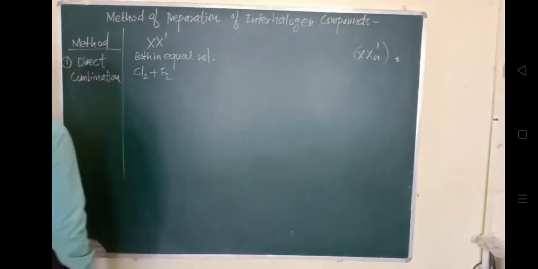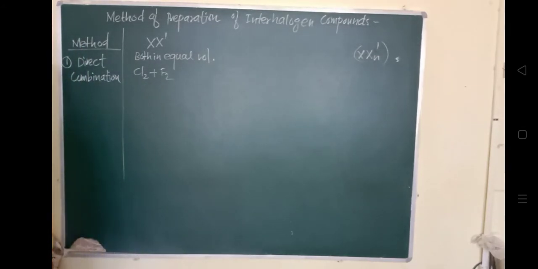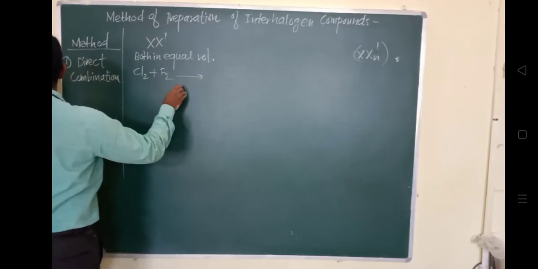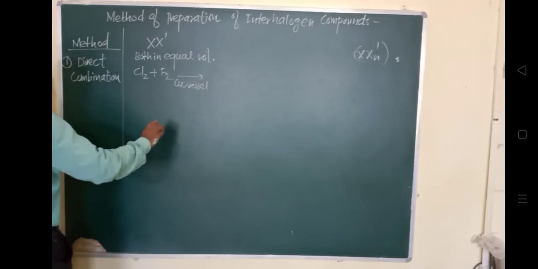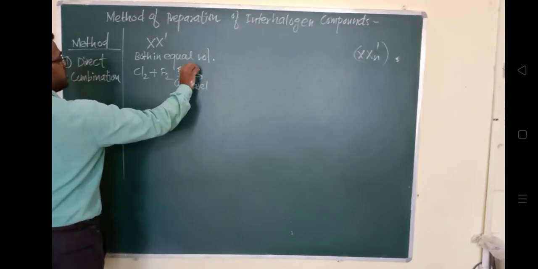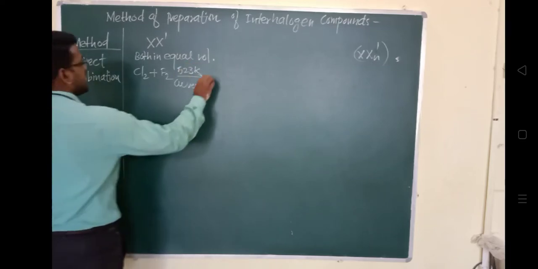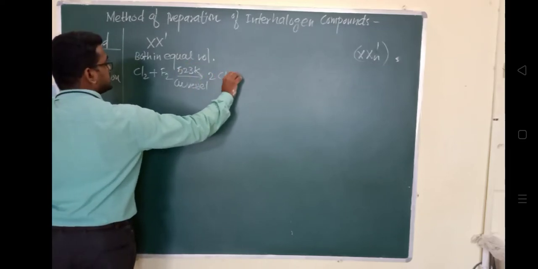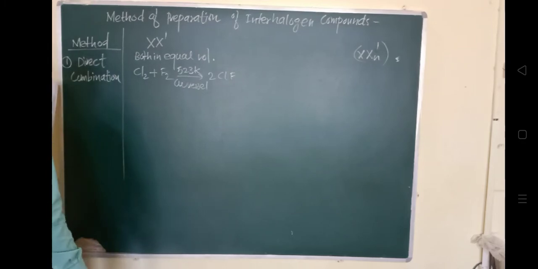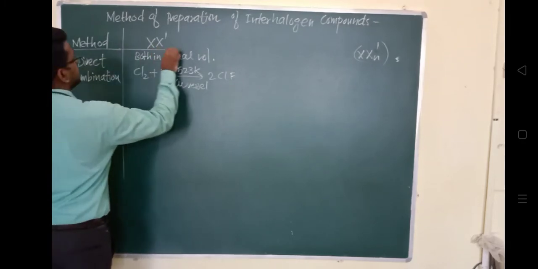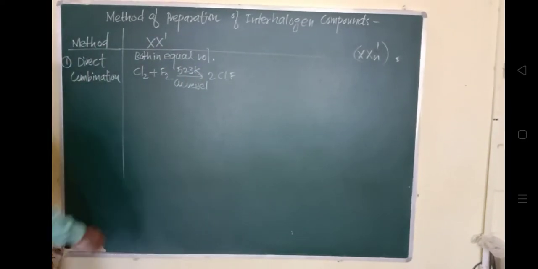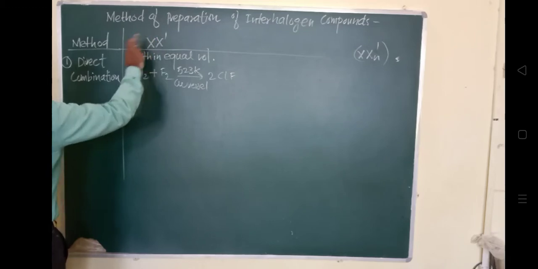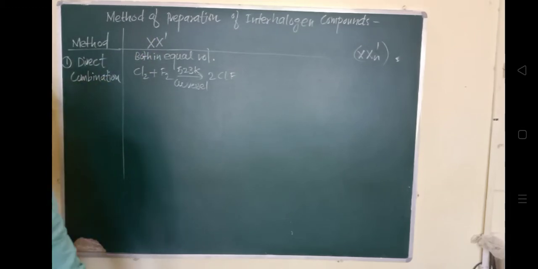When both are in equal volume, the reaction takes place in a copper vessel at around 523 Kelvin, and it forms 2 ClF. This is the formation of the X X dash compound. What is the meaning of X X dash compound? It means they are in the same proportion, in equal volume.